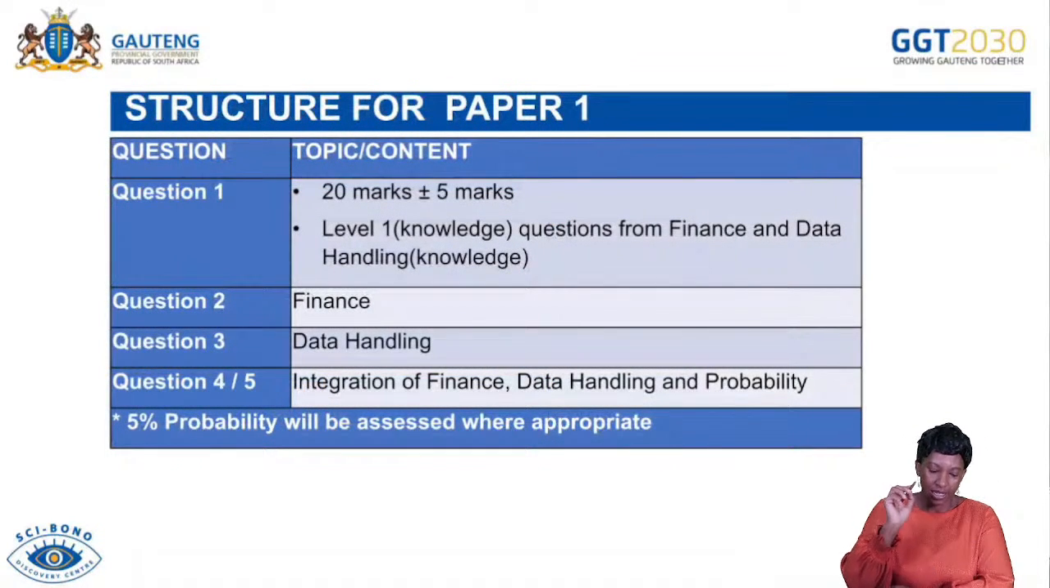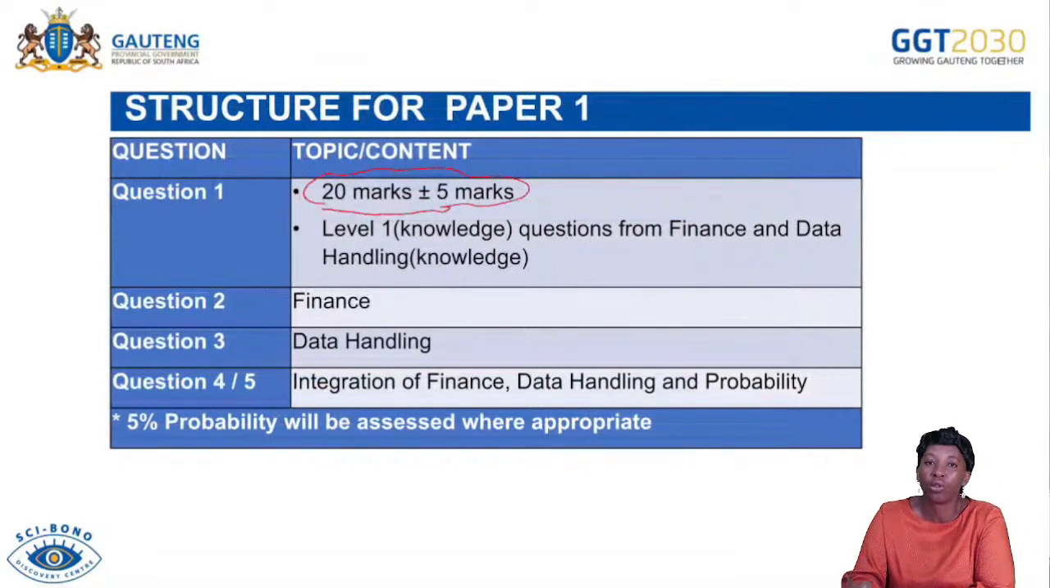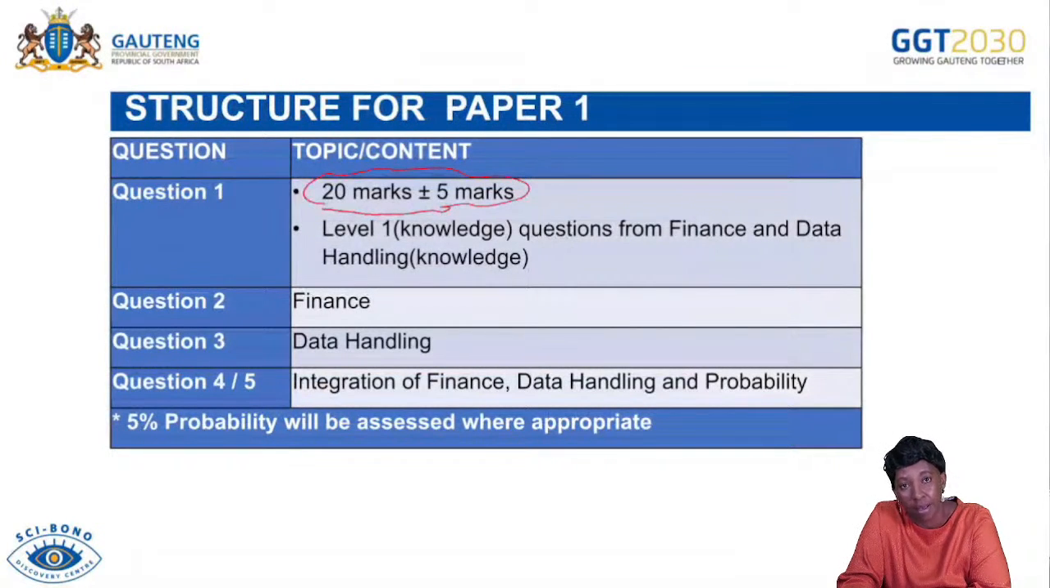So boys and girls, let's have a look at the structure of our paper, how it is going to look. We have question 1. Question 1 will be out of 20 marks. It can be plus or minus 20 to 25 marks. It will depend on the examiner, on which weighting or mark they gave for question 1.